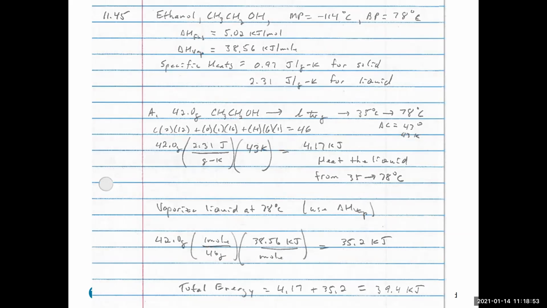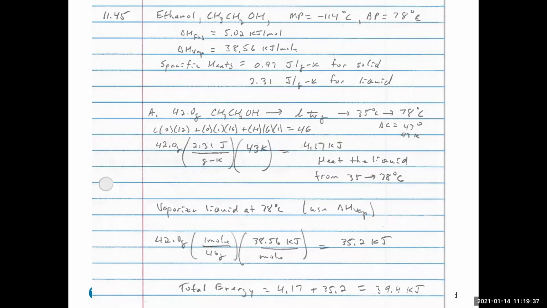So I use my specific heat value, and I have 42 grams times my specific heat value, which is right here. That's for the liquid, this is the specific heat for the liquid. And I'm in the liquid phase. And then here's my temperature change. So now Kelvin cancels Kelvin, grams cancels grams. I'm left with the unit of joules. And if I do the math, I would get 4.17 times 10 to the third joules. I'm expressing it in kilojoules just because that's a more normal one. And remember, 1,000 joules equals 1 kilojoule.